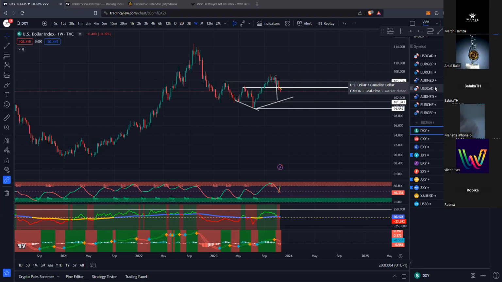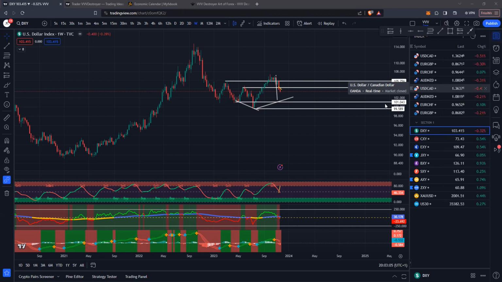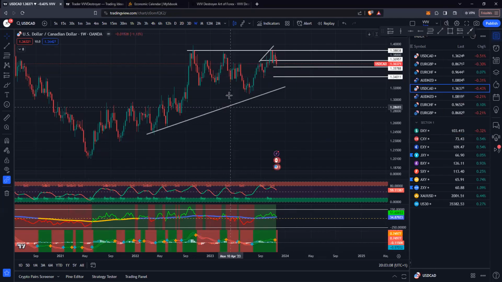Welcome, guys. As usual, let's start with the USD Canadian dollar, and here I draw a resistance zone and a possibility for the divergence, which played out very well. We had target zones. One was here, the other was there.